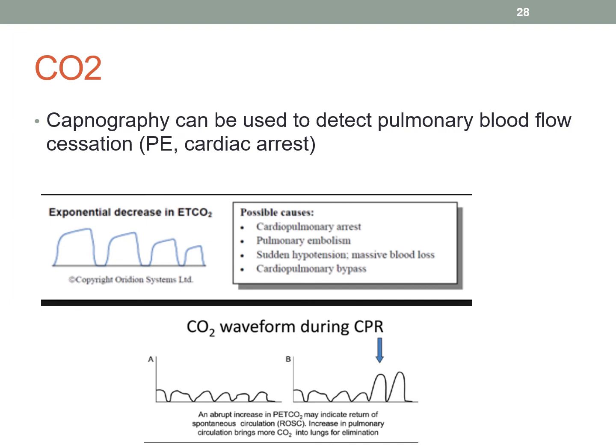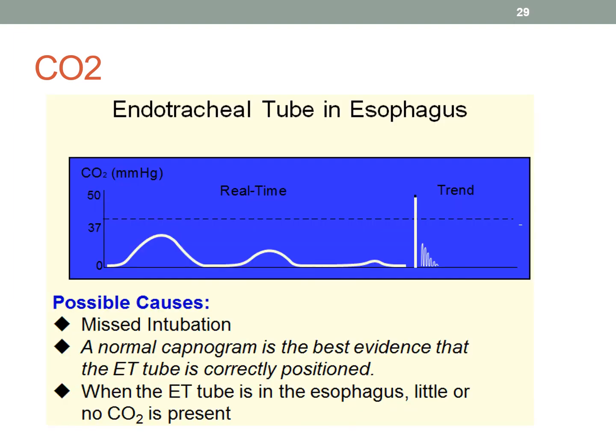Okay, so moving on. Again, here's a bunch of different examples of what you would see as an end tidal graph waveform. So this would be a tube in the esophagus. You just all of a sudden drop off, no CO2. A normal capnogram is the best evidence that the end tidal is correctly positioned. When the tube is in the esophagus, obviously there's not going to be any CO2. I'm tongue-tied again today, so it'll get better.